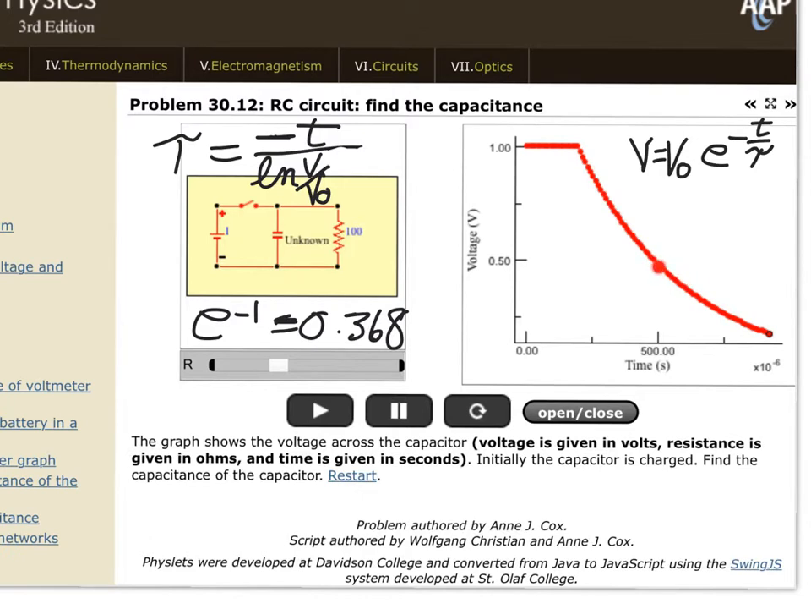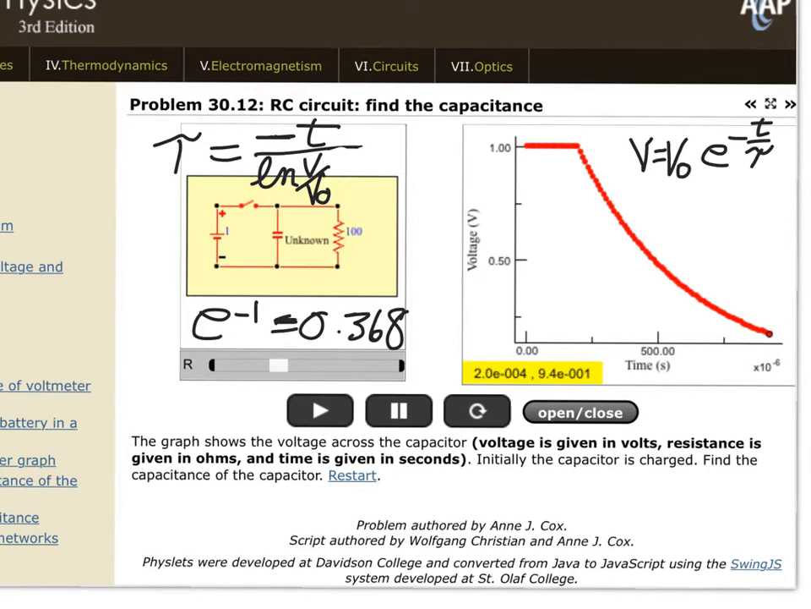And so just bring your cursor down and look for 0.368 or 0.37. Find out what the time is, and the time it takes to get from 1 down to 0.368, that will be the time constant. And you don't have to use this equation to do the calculation, although you certainly can do it that way. So that's how you find the time constant.